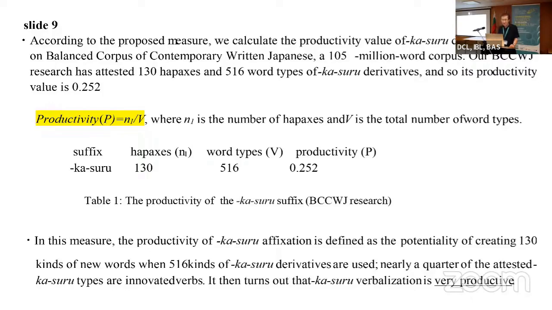In this measure, the productivity of Kasuru's affixation is defined as a potentiality of creating 130 kinds of new words when 516 kinds of Kasuru derivatives are used. Nearly a quarter of the tested Kasuru types are innovated above. It then turns out that Kasuru verbalization is very productive.